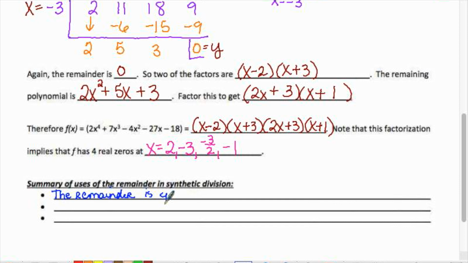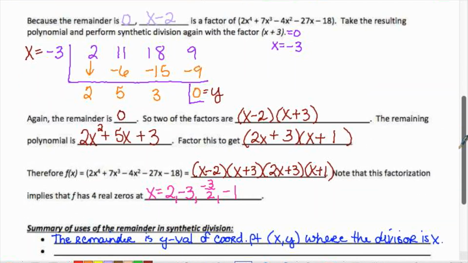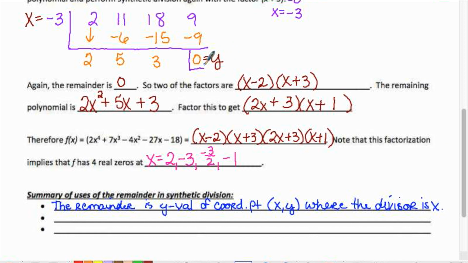Let's just say the remainder is the y value of the coordinate point x comma y, where the divisor is x. Okay, and that's what I had done up here a couple of times. We said x equals negative 3. Oh, look, y equals 0. So that's the coordinate point negative 3, 0. And that works for any of them, not just when it's y value of 0. Just y value of 0 is a little bit special. It's a specialer point, okay, because it's a value of 0.